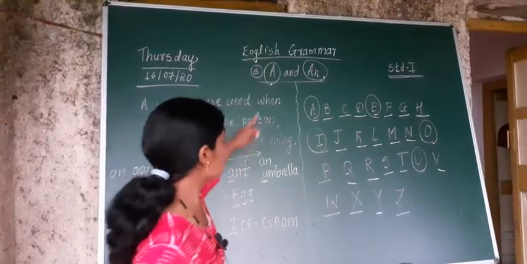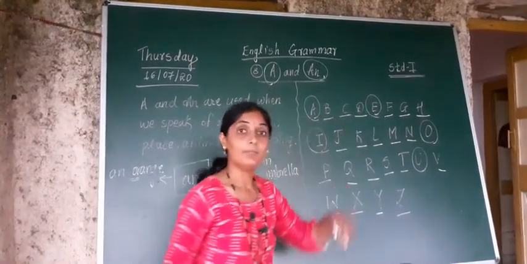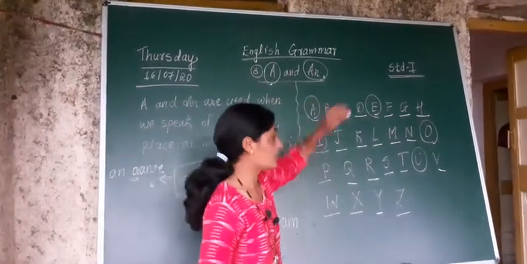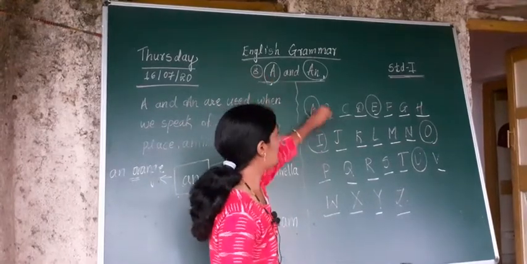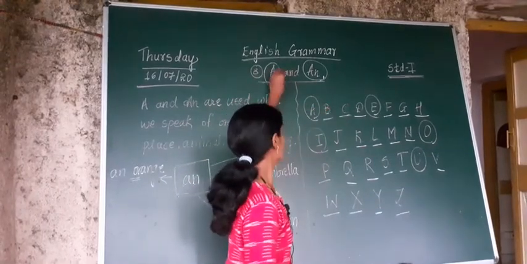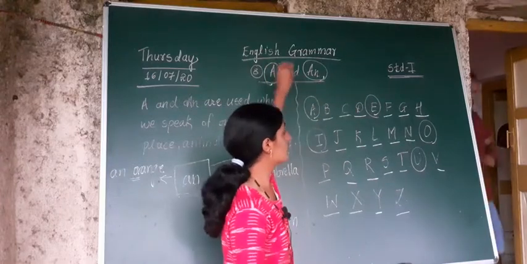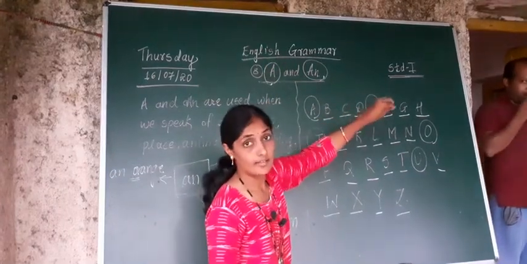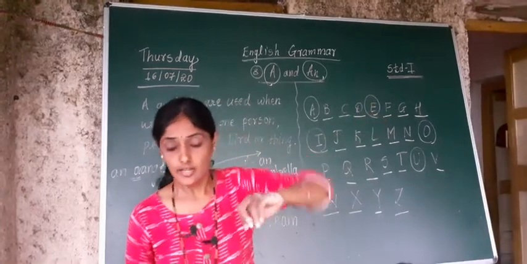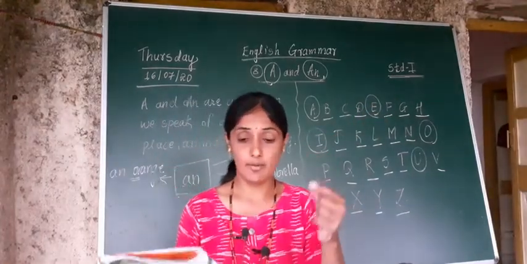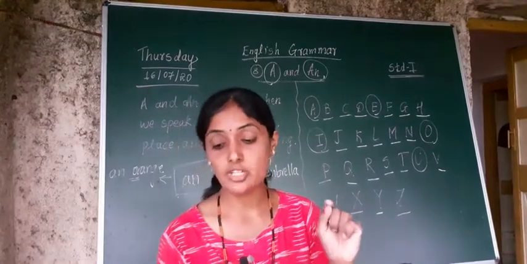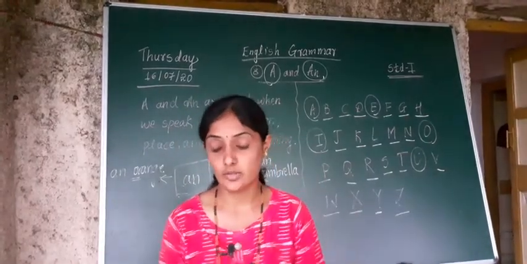A is used before consonants. For example, a bat, a cat, a dog, a fish, a goat, a hen, in this way. Understood? And here a sentence is given about A. A is written when the first letter of the noun is a consonant.